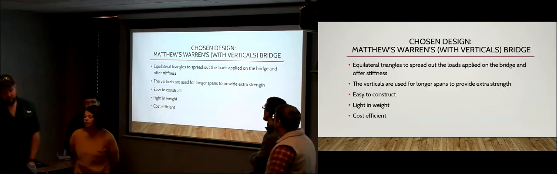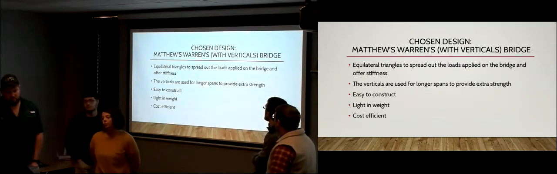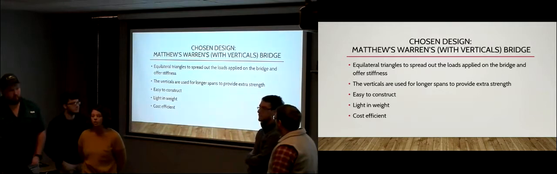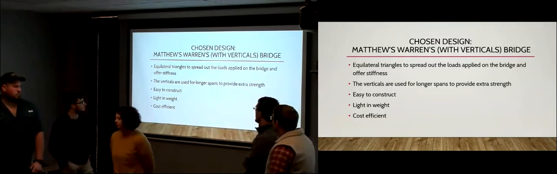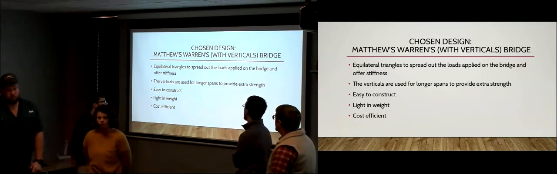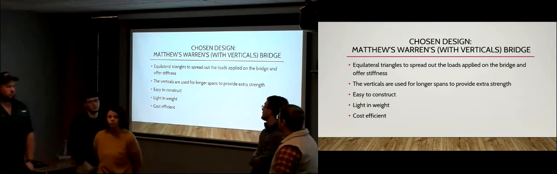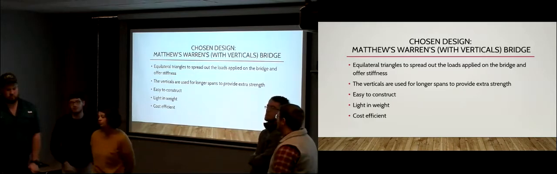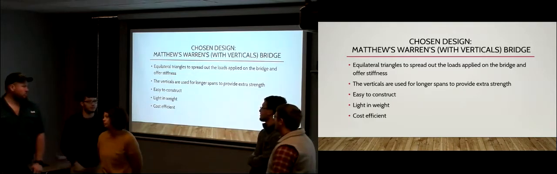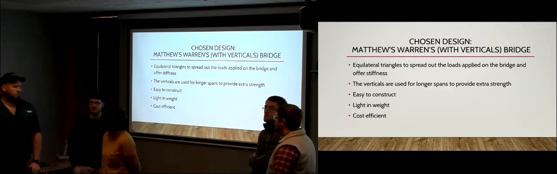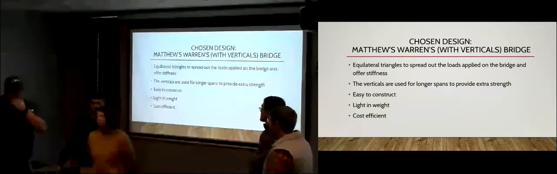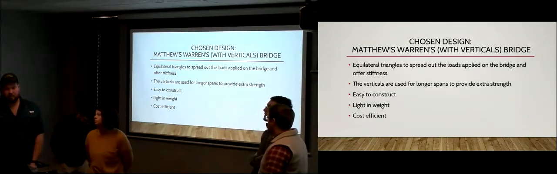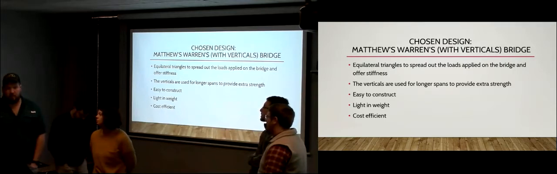We actually chose Matthew's Warren bridge with verticals. It has equilateral triangles to spread out the loads applied onto the bridge and offer more stiffness. We added verticals for the longer spans to provide extra strength. Another advantage of this design was there's only 54 connections and 42 members within the bridge. It was mostly male to female connections throughout to make it easier to put together. It was lighter in weight than his original design by 75 pounds, and that made up for a lot of our costs in the end.